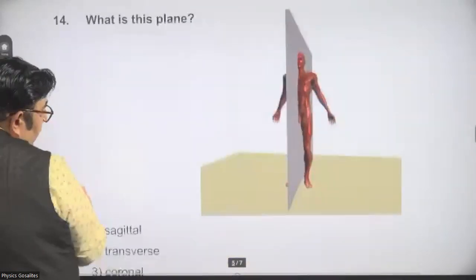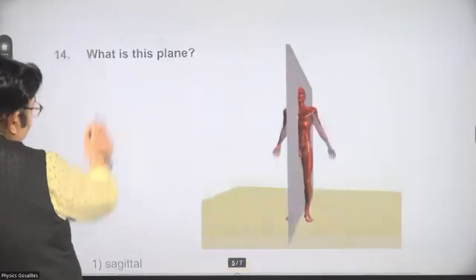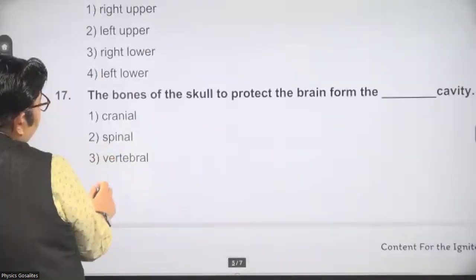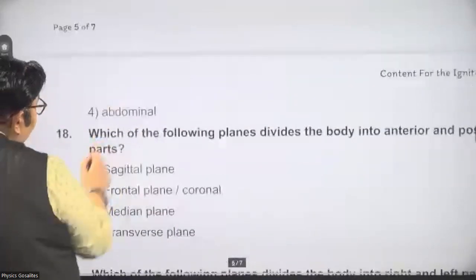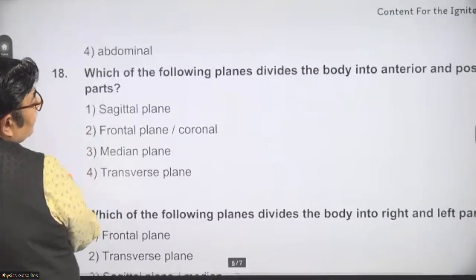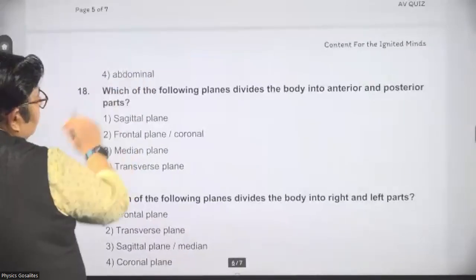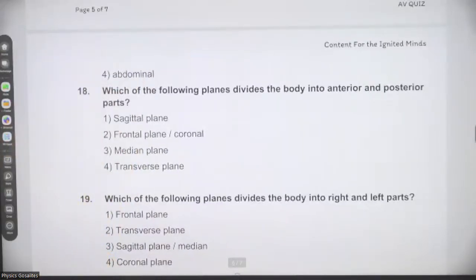And the last one I want to ask you is again about the planes. The last question is question number 18 on your screen. Which of the following planes divides the body into anterior and posterior parts? Anterior and posterior. Again, the human body we are referring to here.